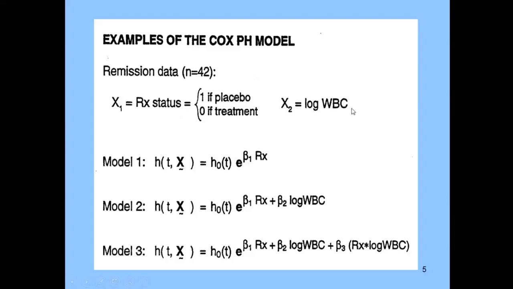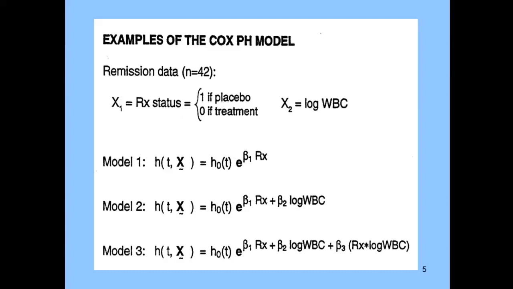Now you notice this variable is defined as 1 for placebo and 0 for treatment. I think I have talked about that before. Why do you think it was defined this way and not 1 for treatment, 0 for placebo? It could have been done that way. Why was it done that way?